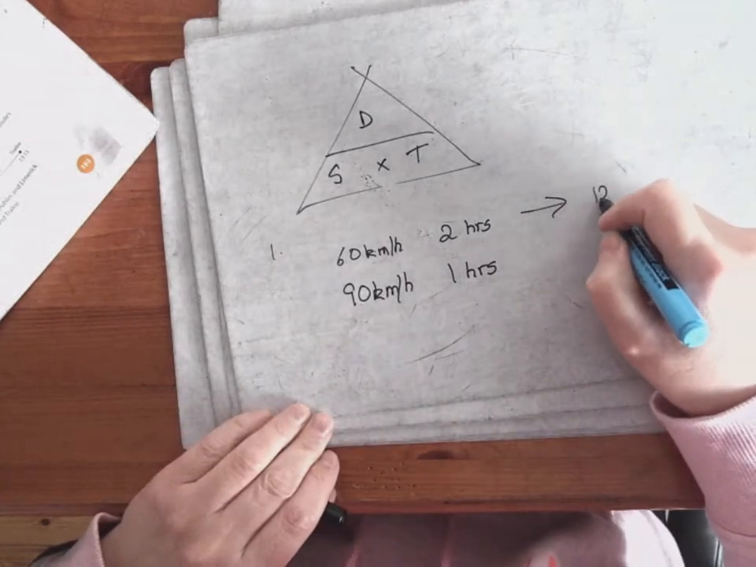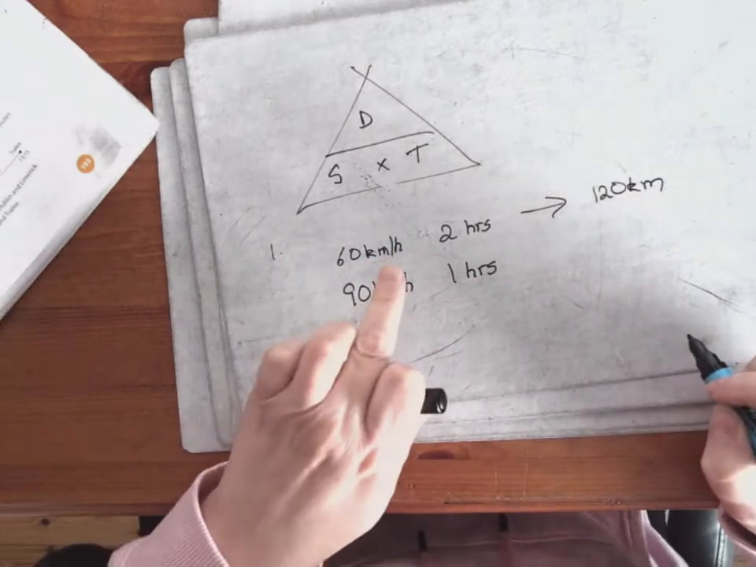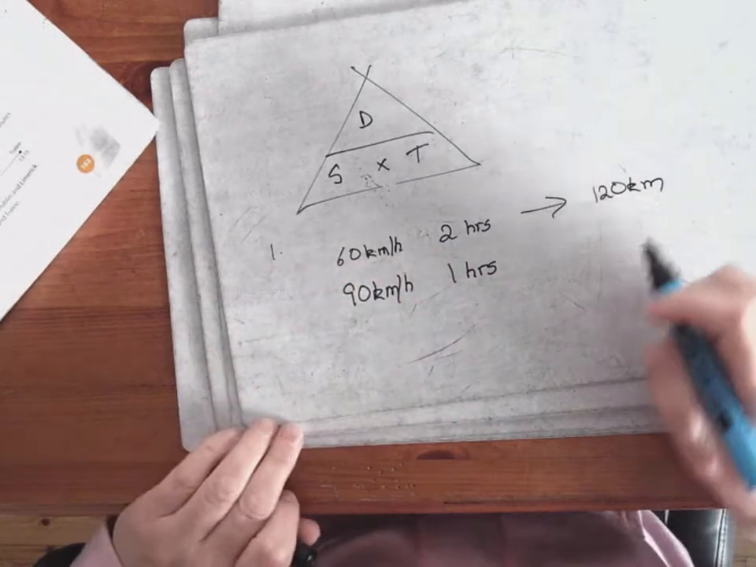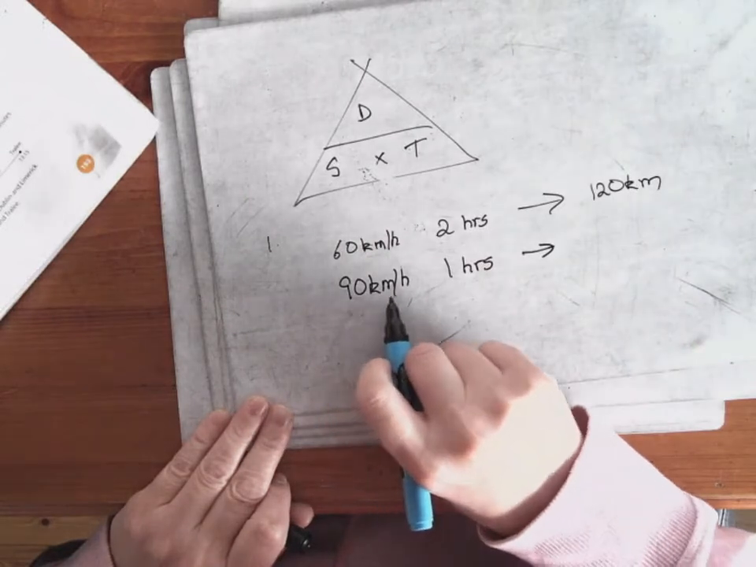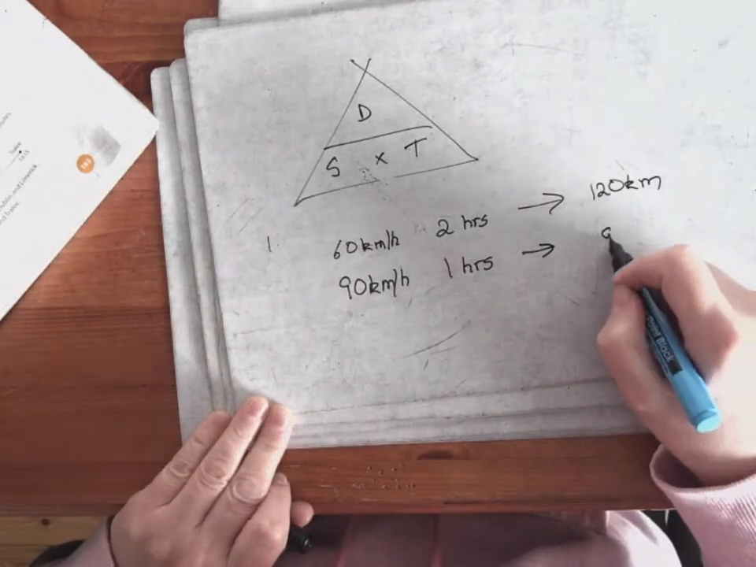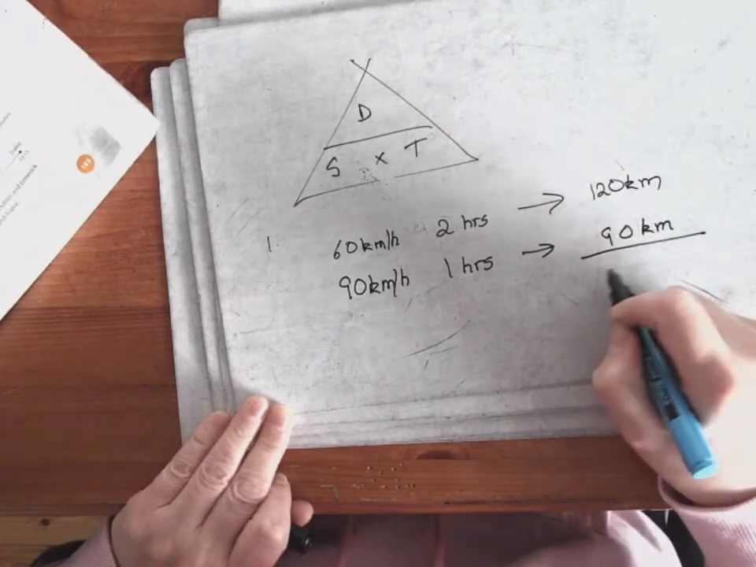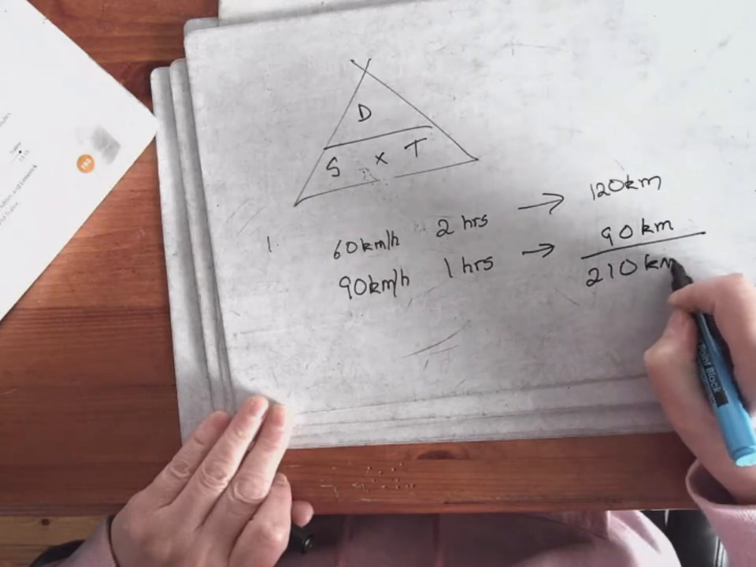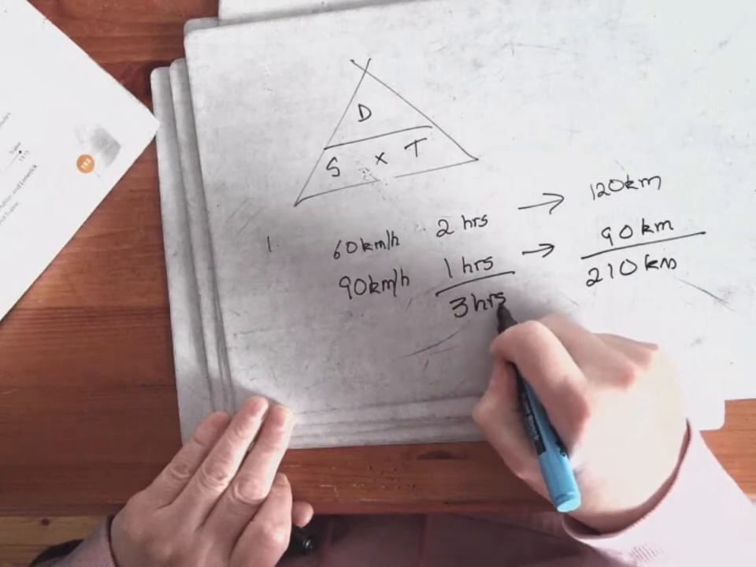Would you agree with that? It was going 60 kilometers per hour, so that means every hour it went 60 kilometers. So in 2 hours it would have gone 120 kilometers. And then in 1 hour it was going 90 kilometers per hour, so it would just go 90 kilometers. So the total length of the journey was 210 kilometers. The total time for the journey was 3 hours, and it said get its speed.